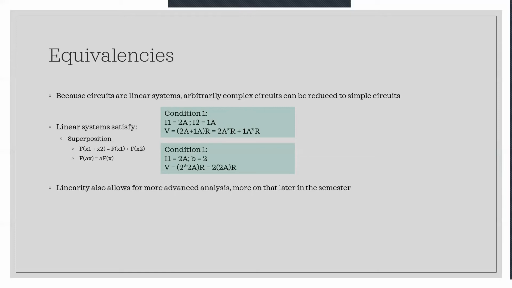Condition 2 is that a constant coefficient multiplying the input must simply multiply the output. So let's check again. If we have current 1 being 2 amps and we have a constant coefficient of 2, if we multiply the amperage inside of Ohm's law by 2, do we get out twice as much voltage as if we took voltage and multiplied it by 2 at the end? Checks out. So it satisfies both conditions for linearity. So because of these properties, we can take arbitrarily complex circuits and then reduce them to simple ones.